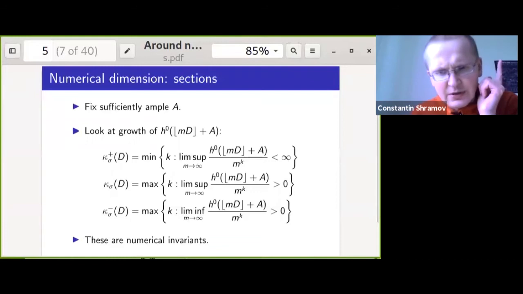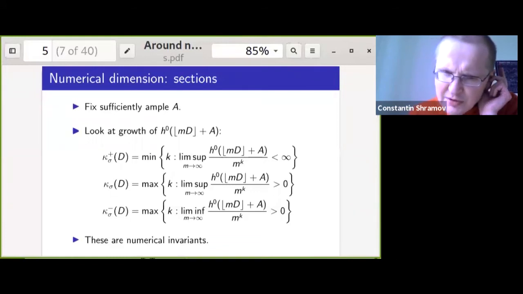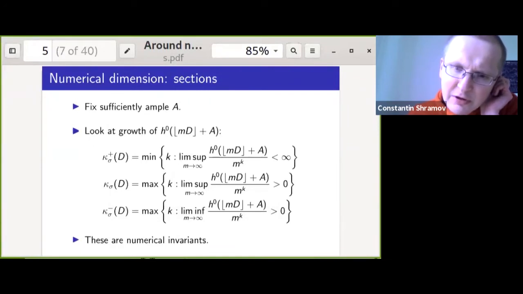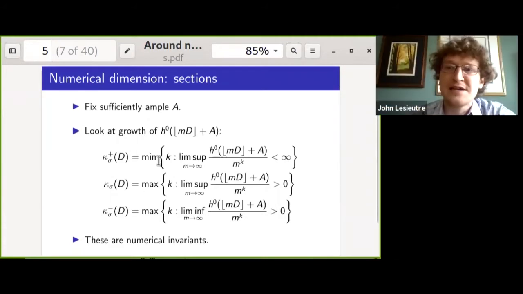I was just wondering, there was some discussion about allowing real numbers, and you want to allow real numbers for M, or for what? The question is, could K be allowed to be a real number?